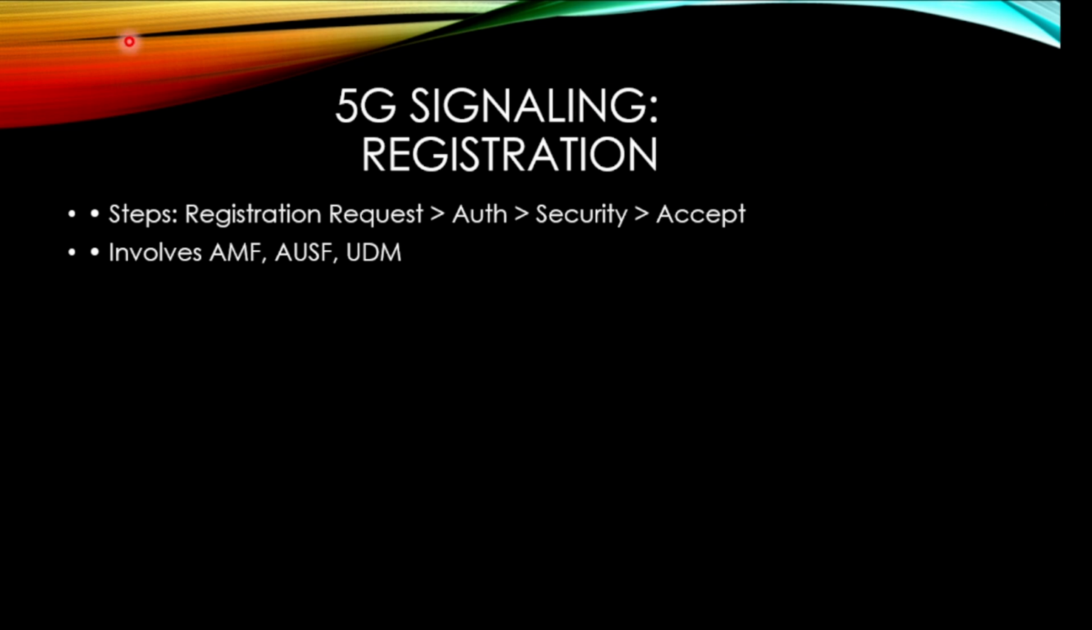One aspect of signaling is registration, or registering to a network. So what are the different steps? First of all, the user equipment sends a registration request to the AMF. Then the AMF needs to authenticate the user equipment to allow it to access the network. But in order to authenticate, it cannot do it on its own. It needs the assistance of the AUSF, or authentication server service function.